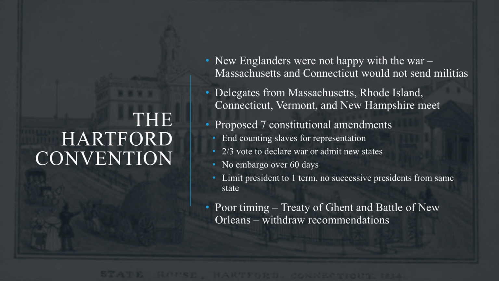The convention's proposals came out around the same time as the Treaty of Ghent and the Battle of New Orleans, and as a result, they withdrew their recommendations. A French diplomat said that their position was awkward, embarrassing, and lent itself to cruel ridicule. As a result of the convention, the Federalist Party was never able to recover.